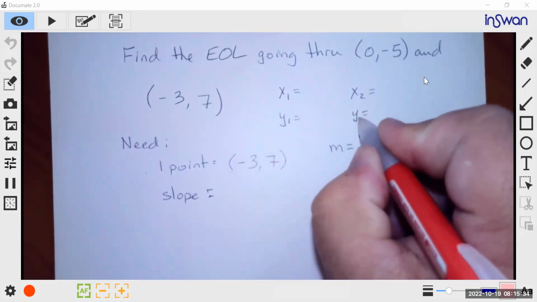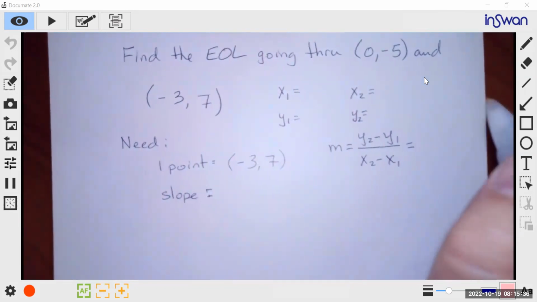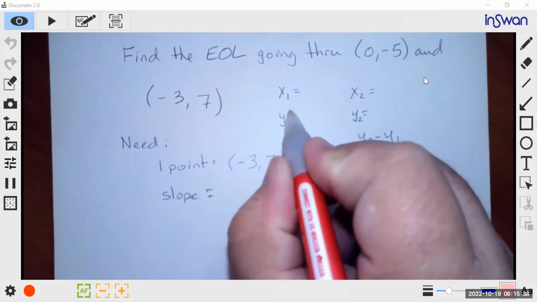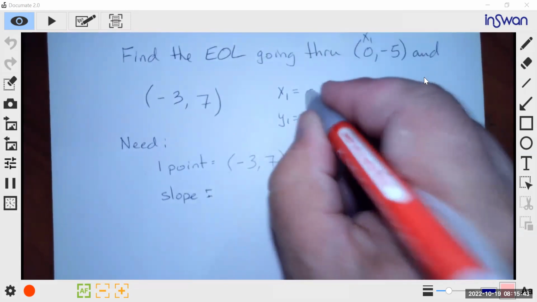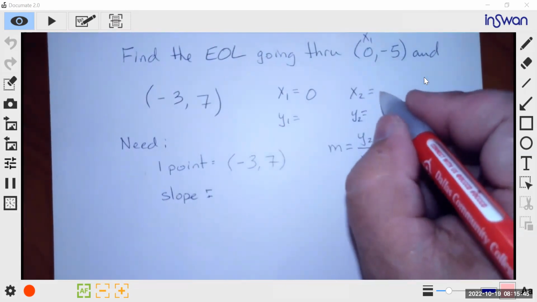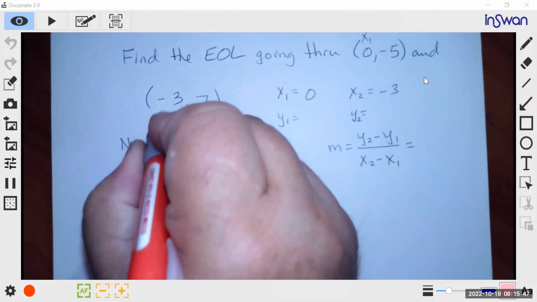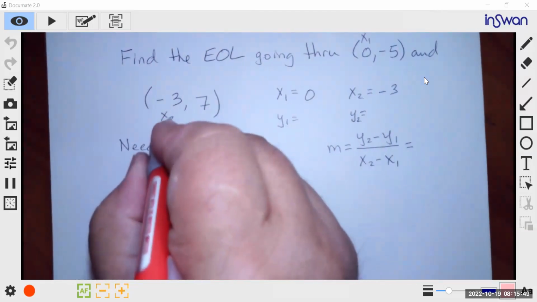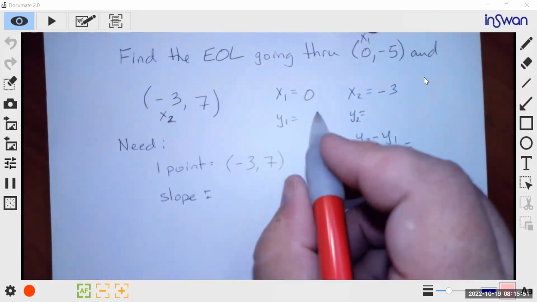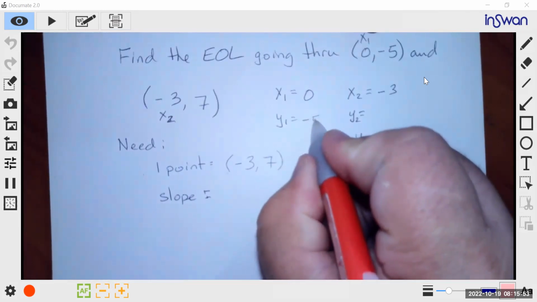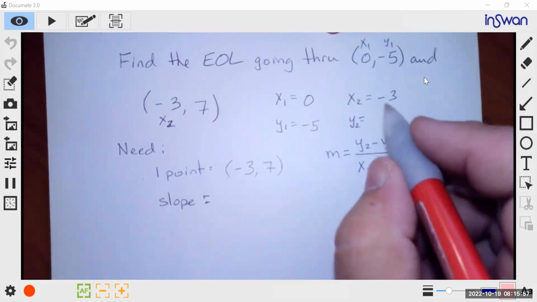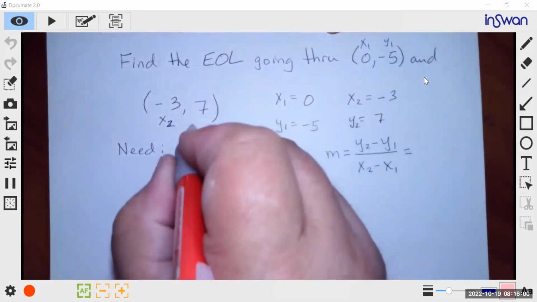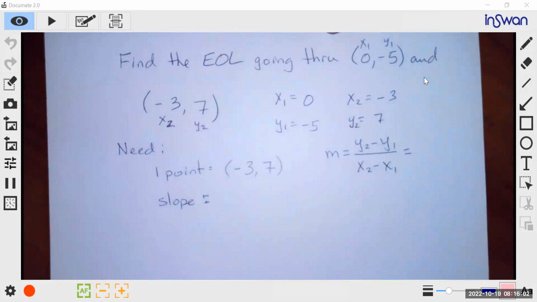Let's label x1, x2, y1. What is x1? So that's the first point. It's 0. x2, -3. Oh, second point. y1 is -5. That's the y value of the first point. And y2 is 7. It's the y value of the second point.